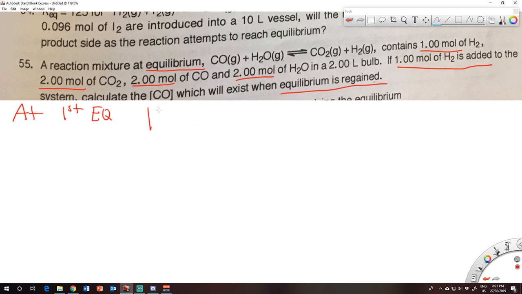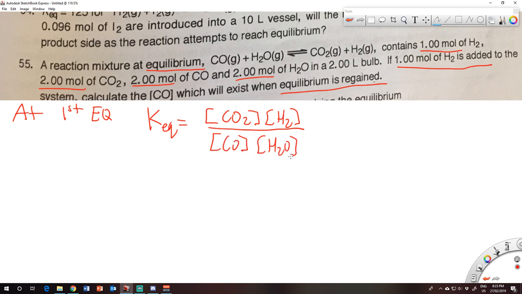We can calculate K as the concentration of products, so CO2 H2, over reactants, CO over H2O. Okay, they're all gases, right? Yes. Sometimes a question like this might throw something that's not a gas at you, and then you don't have to worry about it. If there's a solid, you can just ignore it. Or if there's a liquid, you can just ignore it. But thankfully all of these are gases, so everything has to be taken into account.